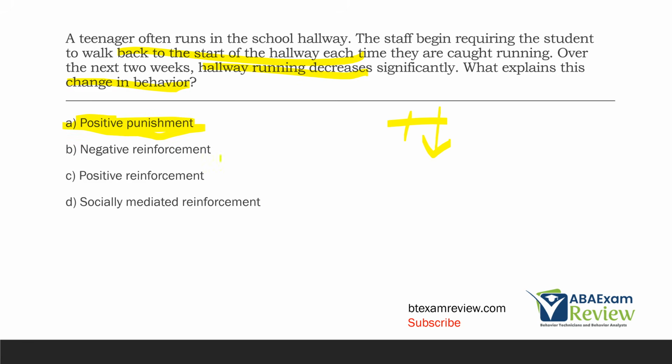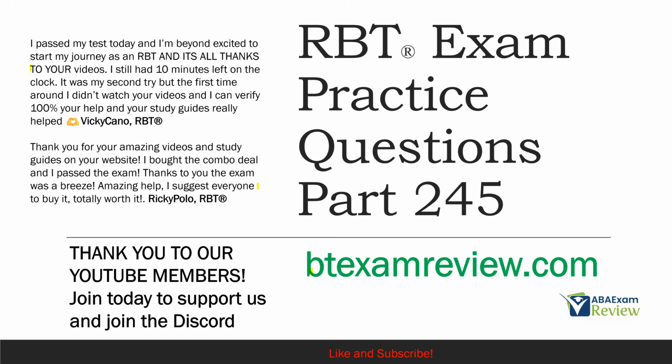If you look at B, C, and D, they all have reinforcement. What's wrong with that? Well, reinforcement only increases. We know the behavior decreased. There's no way it can be reinforcement. Very easy question. If you understand that reinforcement cannot decrease behavior, this has to be positive punishment.